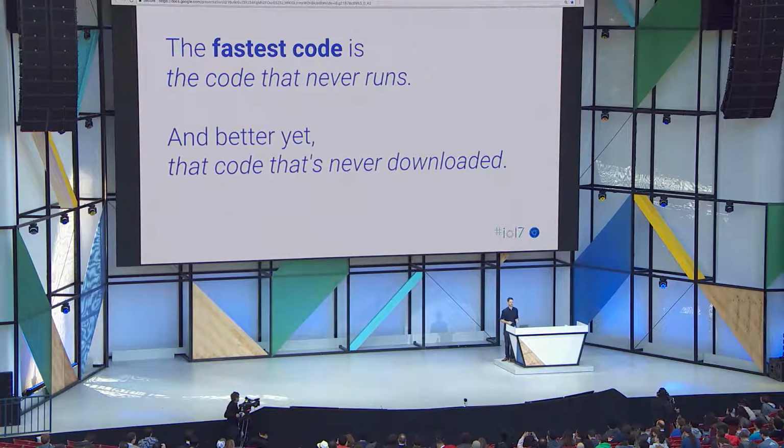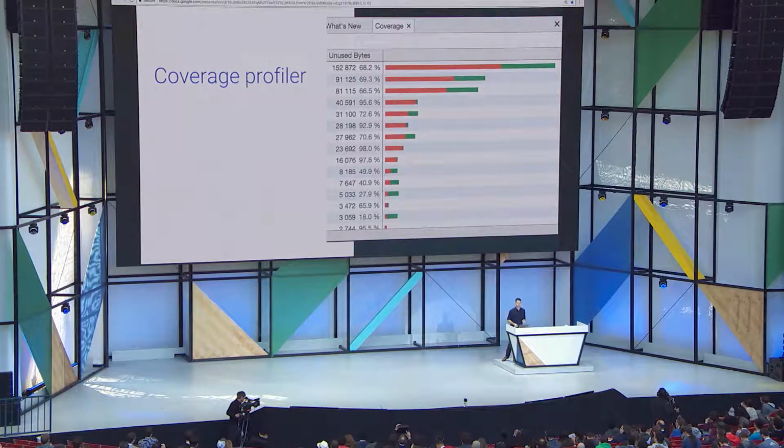Now, did that. The fastest code in the browser, we're talking about profilers, right? The fastest code is the code that never even runs. And better yet, the fastest code is the code that isn't even downloaded. So we're thinking about that and wondering, what if we could provide you with a better view of what is actually being used in the page. And that's led us to the coverage profiler. I'm going to give you a short video of how this works.